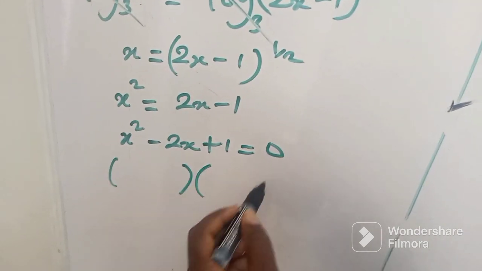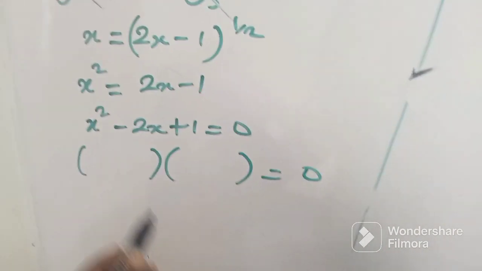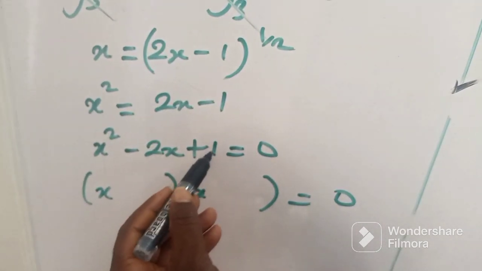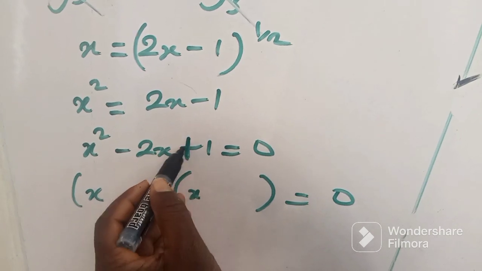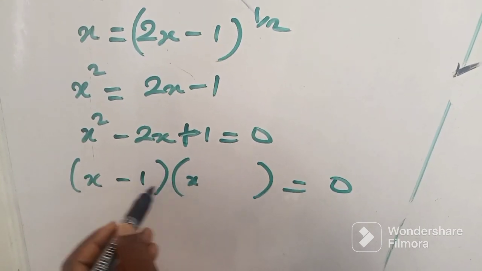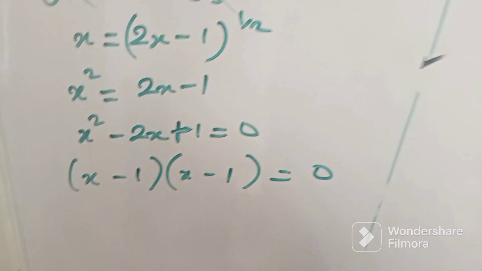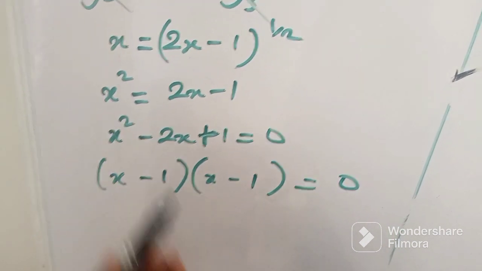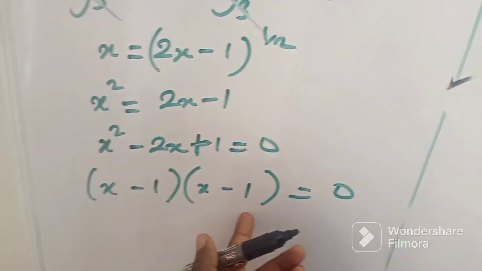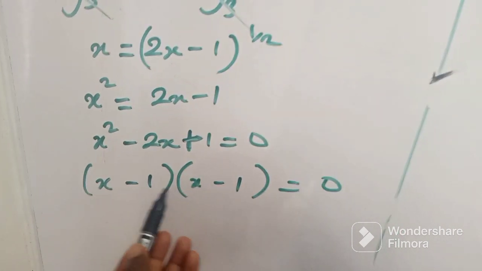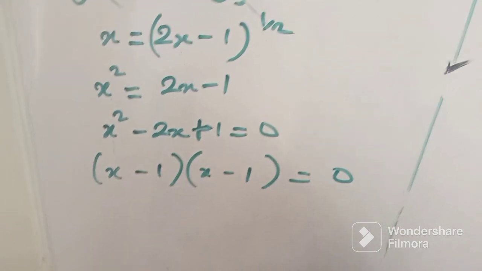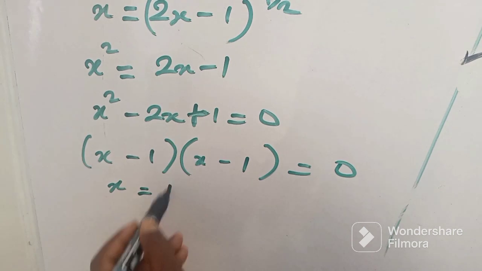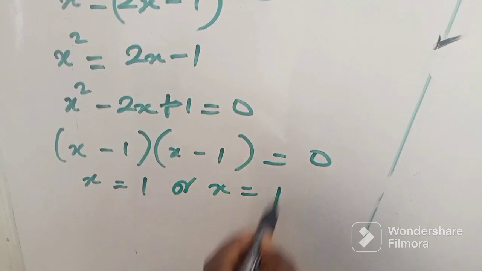Then factorize it. To factorize it, you have x, two numbers that when you multiply will give you 1, but when you add, you are going to get 2. That's minus 1, minus 1. You can check if your answer is correct by expanding it. This time, x times x will give me x squared. Minus 1 will give me minus 2x. Then minus 1 times minus 1 will give me plus 1. That means x is equal to 1, or x is equal to 1.